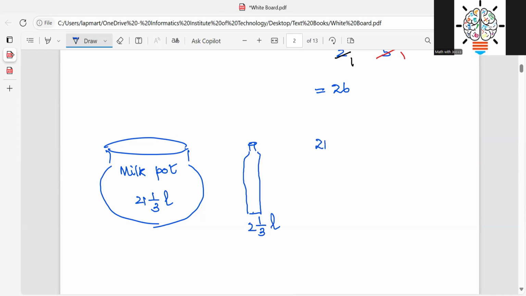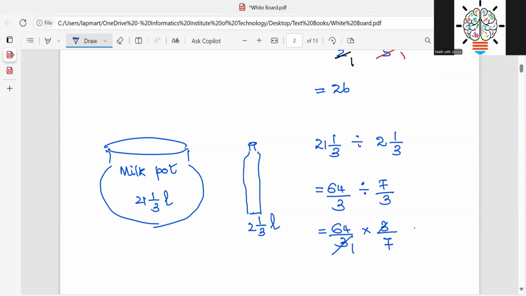So 21 1 over 3 divided by 2 1 over 3. The 21 you multiply by 3, it is 63, and plus 1 is 64. So 64 over 3 divided by 7 over 3. So 64 over 3 multiplied by 3 over 7. Right? We can cancel like this. So here 64 over 7.